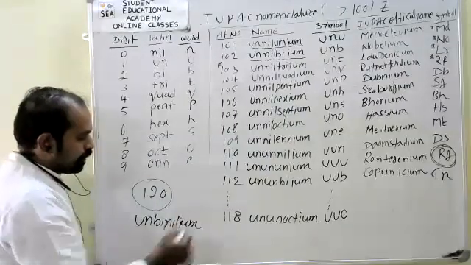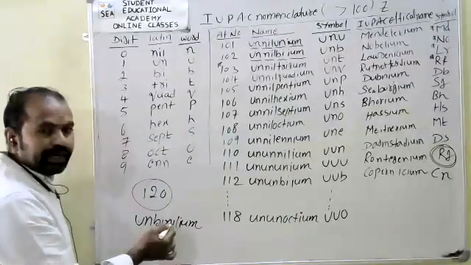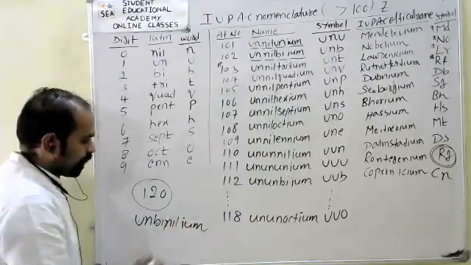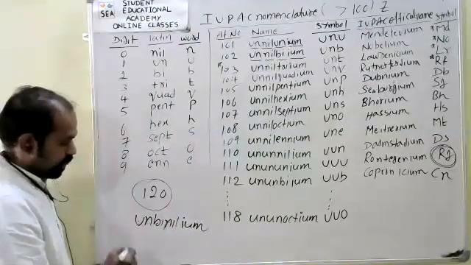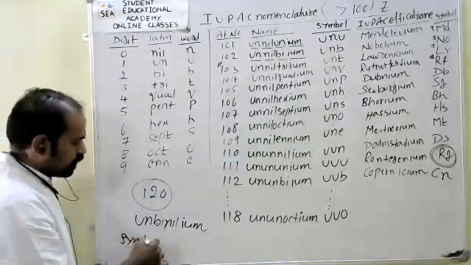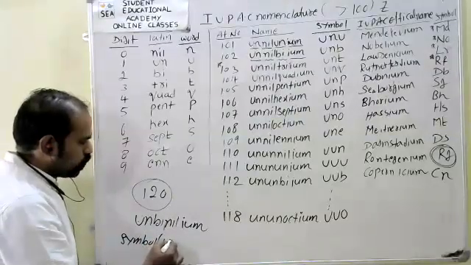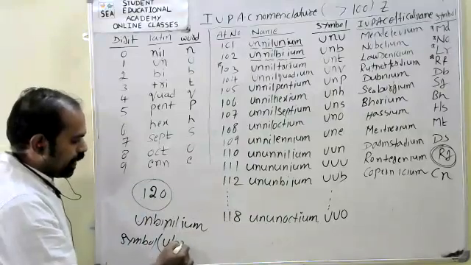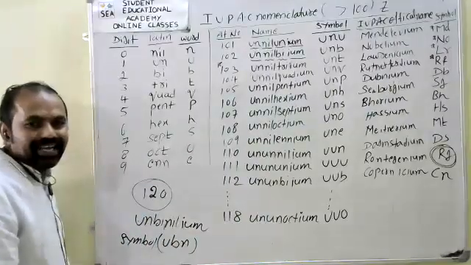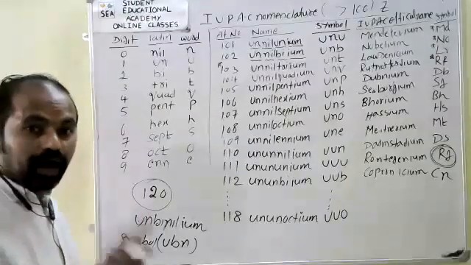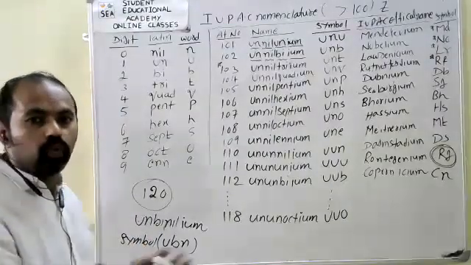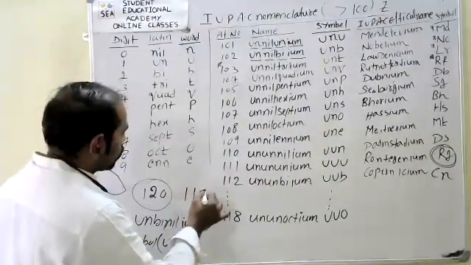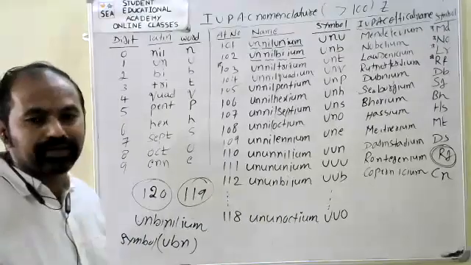Unbiennium. That is the IUPAC name. What is the symbol? U-N-B. Very good. The symbol takes the first letter U, then B and N: UBN. Un-bi-nil, meaning 1, 2, 0 is element 120. That is the symbol. Okay, now 119. What is the name?